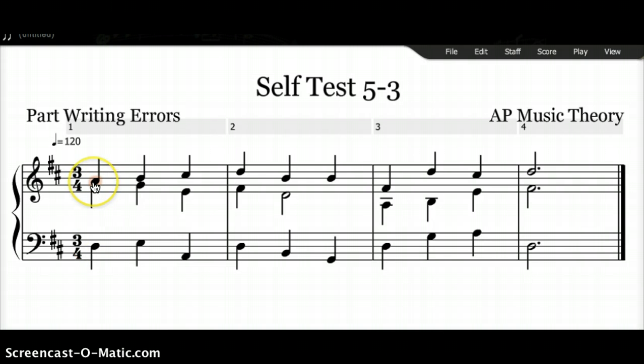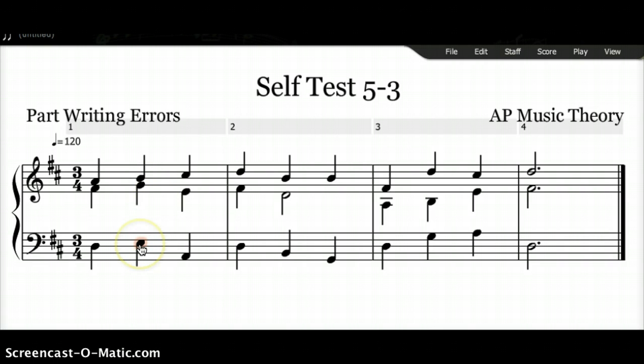So D to A is a perfect fifth, so I must check on the next chord to see if it's another perfect fifth. E to B. That is a perfect fifth, and they are moving in the same direction. Therefore, these are parallel fifths between the soprano and the bass. I would circle that and put a number 2 next to that for this assignment.